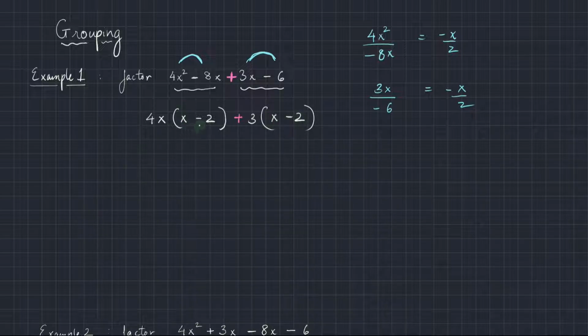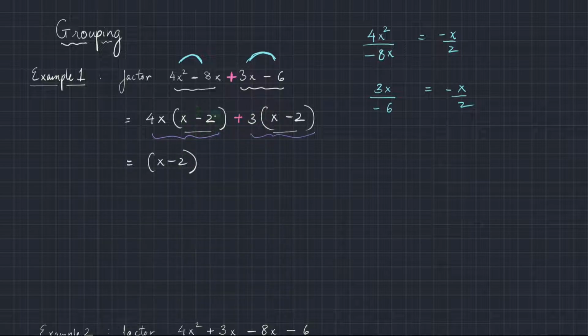As a quick check, these two factors need to be the same, x minus 2 and x minus 2. If these two factors are not the same, it either means that this expression cannot be factored by grouping, or it means that you've done your GCF factoring wrong. The next step is to notice that we have two real terms in this expression now. The two terms are 4x times x minus 2 and 3 times x minus 2. Both the terms, this one and this one, have x minus 2 in common.